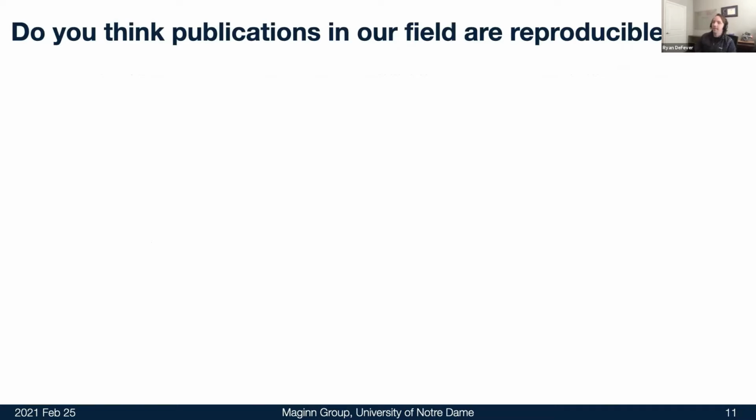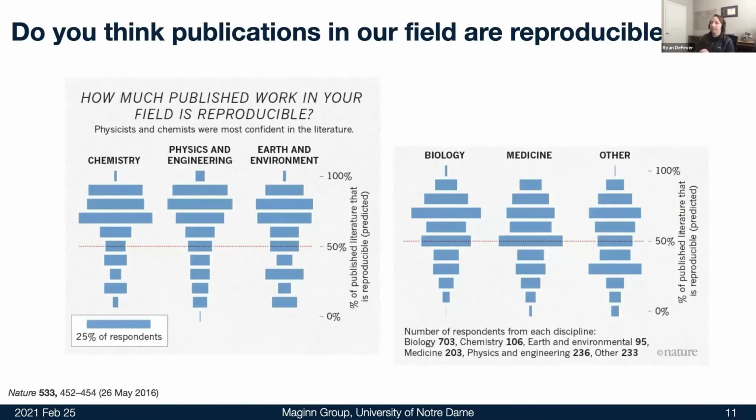Nature actually had this survey back in 2016. What they asked was what percentage of work people thought was reproducible in their field. The way to look at this graph is the y-axis is the percentage of work that someone thought was reproducible, and the width of the bar is the number of people in the field that thought that percentage was reproducible. So in chemistry, physics, and engineering, people are largely pretty confident that well over 70 or 80% of the literature in their field is reproducible. However, they asked a follow-up question that revealed a bit more of the underbelly of this problem.